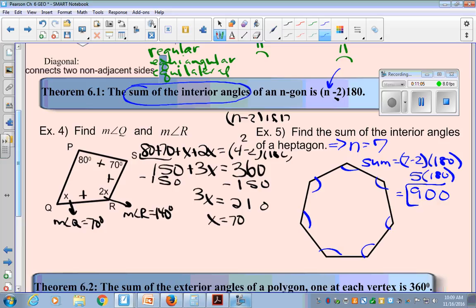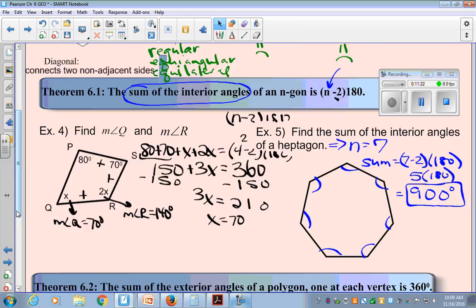I just did the 0 carries down, 5 times 8 is 40, put the 0 down from the 40. 5 times 1 is 5, plus the 4 from the 40 is 9. 900, mental math.